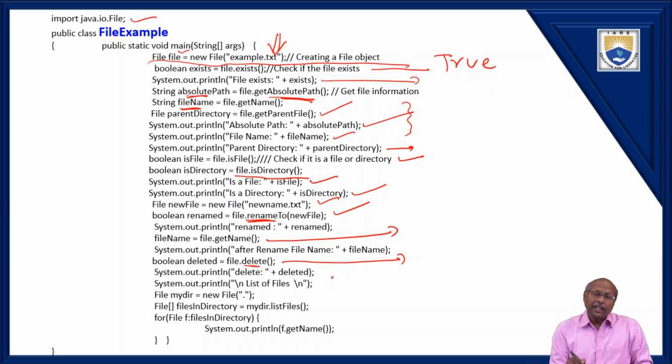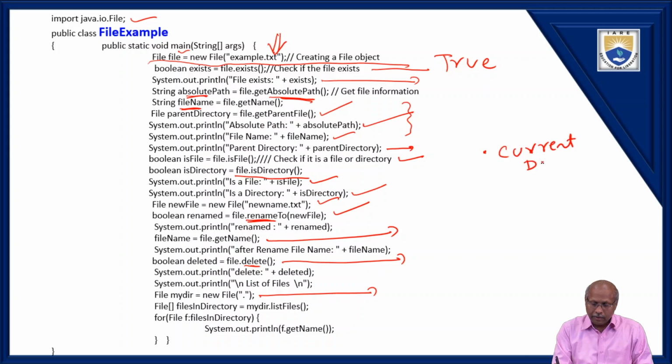Similarly, if it is a directory, you can print the list of files available in the directory also. Assume I have given dot. So remember, I have given dot. Dot means current directory. And please remember, for every directory, there are two things: one is single dot, and the other is double dot. Double dot is the parent directory.